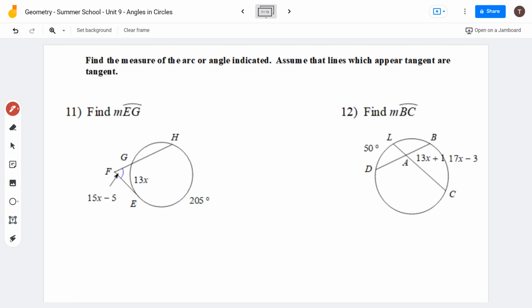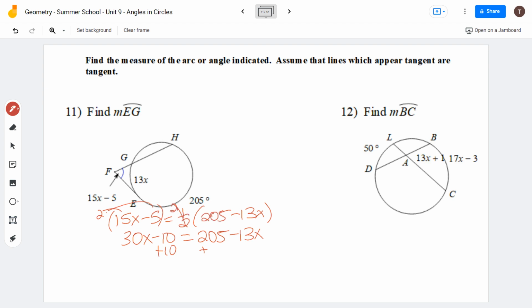All right, for this one, I have a tangent and a secant. So the formula is x equals 1/2 (m minus n). My x would be this. My m would be 205, and my n would be 13x. So I'm going to go ahead and multiply both sides by 2. Remember, I got to do both of these things, so that would be 30x minus 10. So I'm going to add the 10 over here. That cancels out. I'm going to add the 13x over here. I get 43x equals 215.